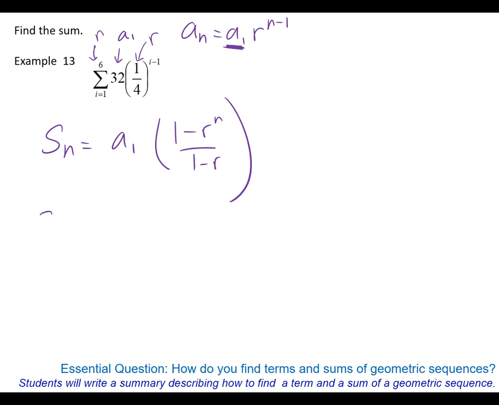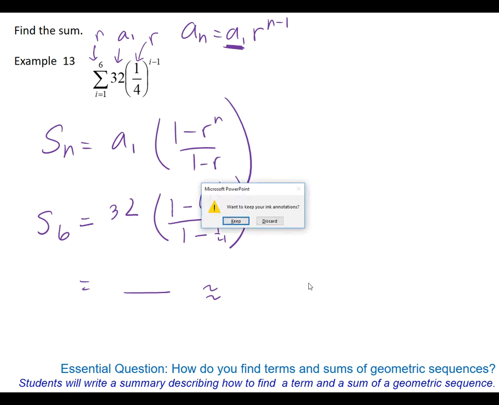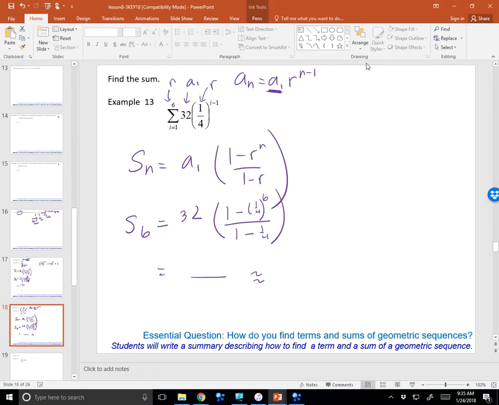All right, S sub 1. 6, good. What's your first term? 32, good. What's our ratio? 1 fourth, and we're going to raise that still to the 6th power. 1 minus 1 fourth. I'm going to help you put it in. You guys start, but if you need help, I want not only a fraction, but a decimal. The fraction is going to be fairly ugly. I've got to get my calculator.